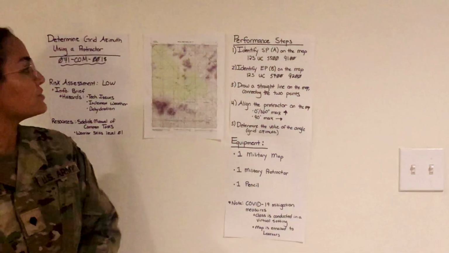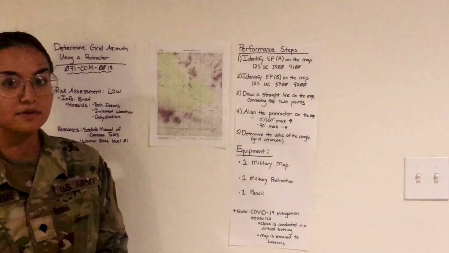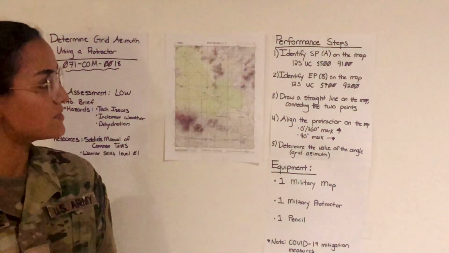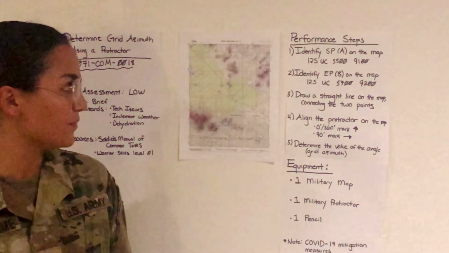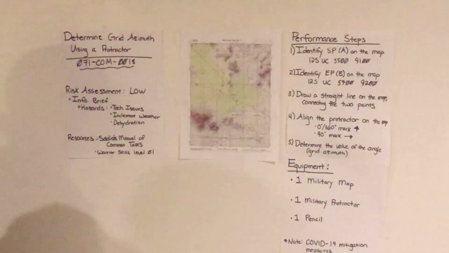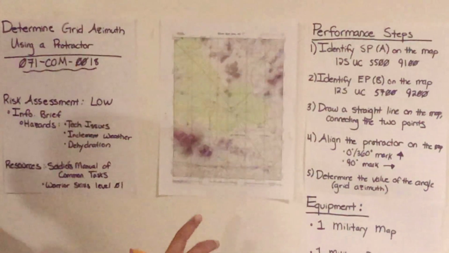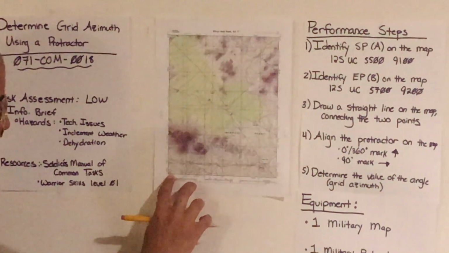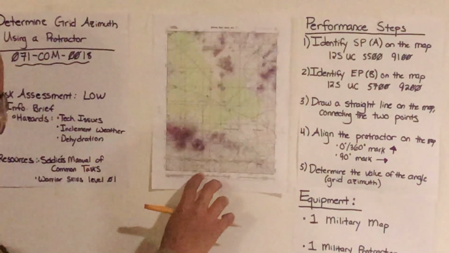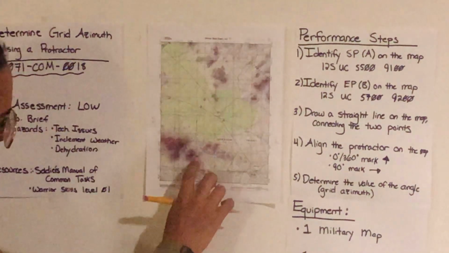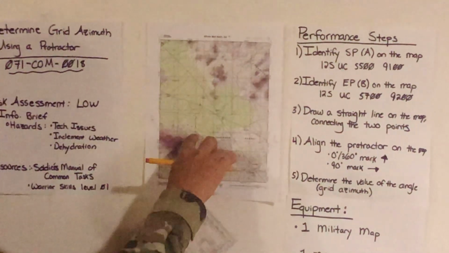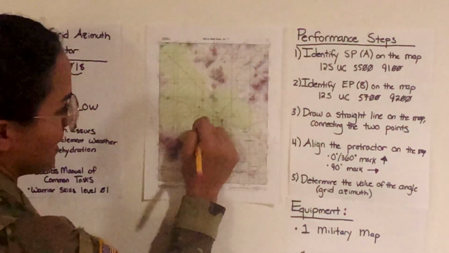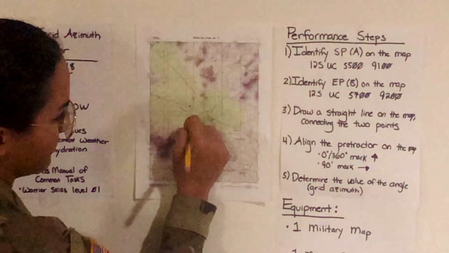Step number 1, we're going to identify the starting point Alpha on the map. The grid coordinates for that are 12S UC 5500 9100. So we're just going to start plotting that on the map. Remember, when we plot a grid point, we do go right and up. So let's start at the very bottom, and we'll go right until we see 55, right here. And then we'll go up until we see 9100. It's going to be right up here. That is 5500, 9100. So we can go ahead and plot that, and that's going to be point Alpha, our starting point.